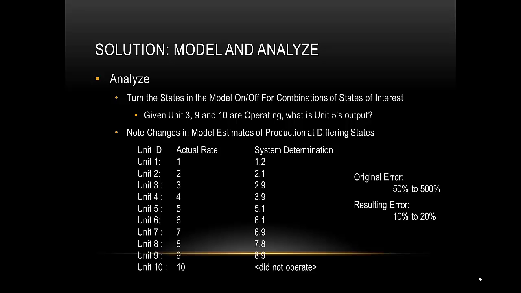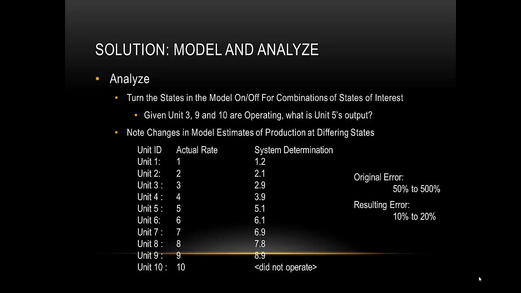So I know in the synthesized data that unit 1 actually produced 1 unit per unit time. Let's say 1 unit per hour. Unit 2 produced 2. Unit 3 produced 3. Unit 4 produces 4, etc., up to unit 10 producing 10 units per hour.